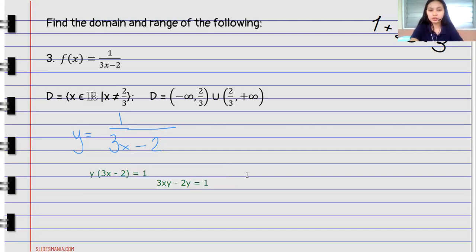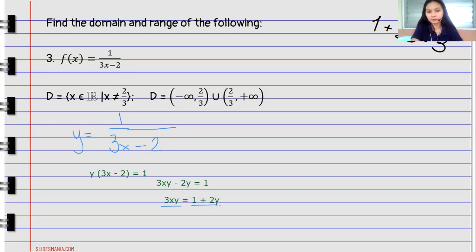Okay? Next step po, since we are expressing y in terms of x, so x po yung hahanapin natin. Okay? So, we have to transpose po natin si 2y. So, we will be having 3xy equals 1 minus 2y. Ay, sorry, plus 2y. Okay po? And then, since may kasama pa po si x natin, now 3y po, we have to divide all sides by 3y.